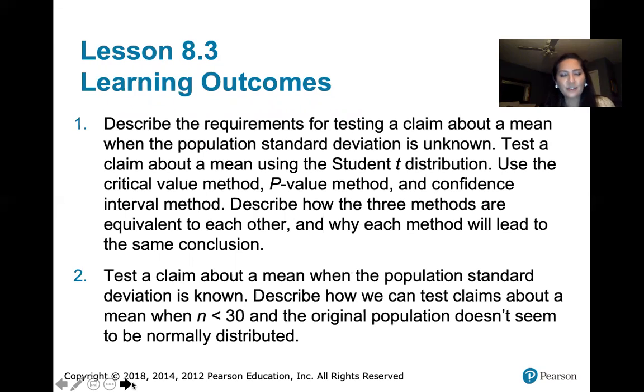And then in our last learning outcome, we'll test a claim about a mean when the population standard deviation is known. We'll talk about how we would do that. And then we'll describe how we can test claims about a mean when the sample size is small, so n is less than 30, or when the original population doesn't seem to be normally distributed.